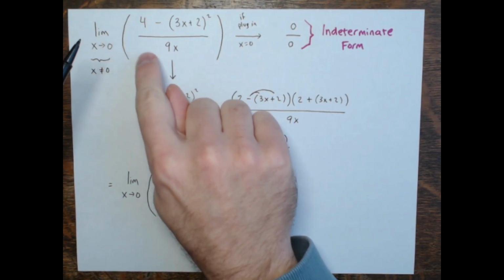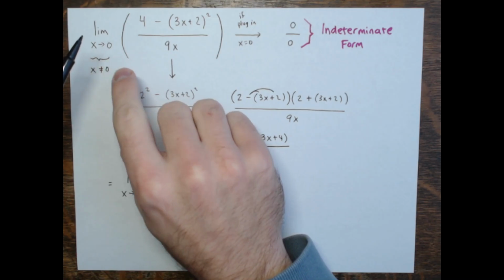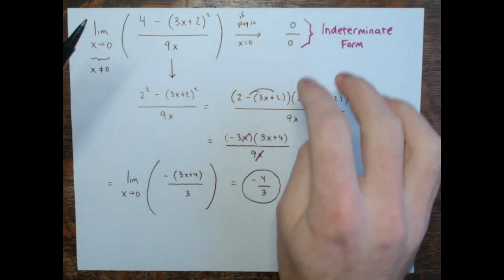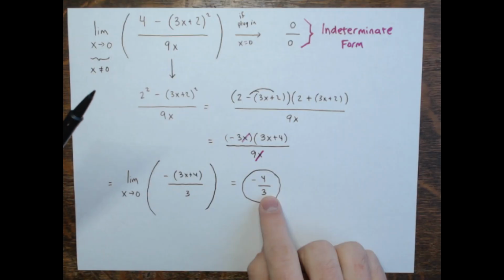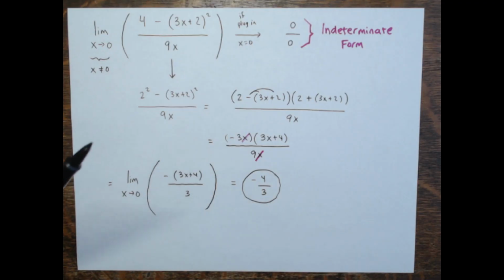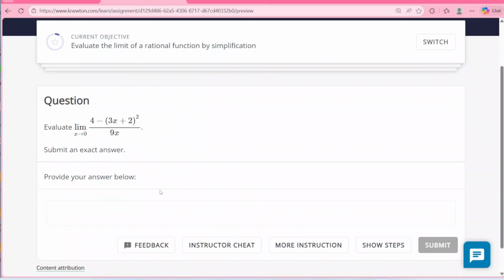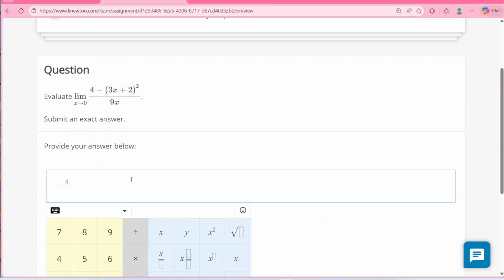But if you were to enter this expression and have x go closer and closer to 0, and then look at a table, you would see the outputs get closer and closer to negative 1.33333. That's negative 1 1/3, negative 4/3. Again, I think this is easier, but you might have been able to tell that from a table or a graph as well. Right, so this limit is negative 4/3.